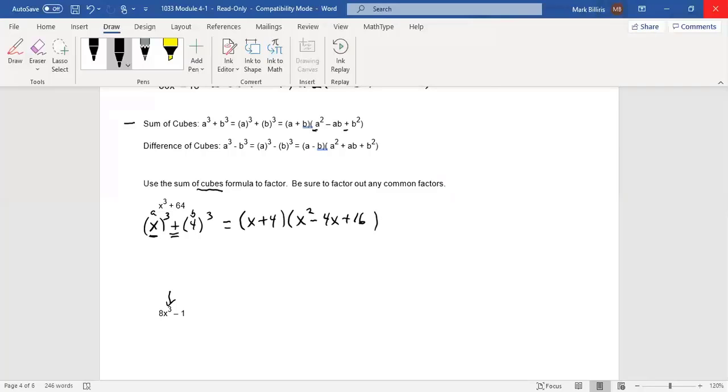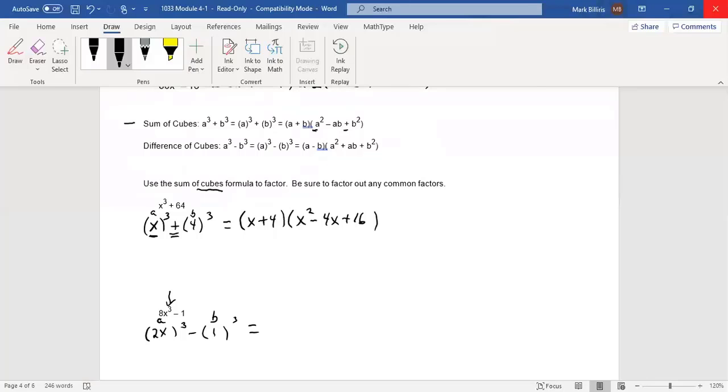So the first step is to decide what times itself 3 times gives us each one of our terms. So I know to get an 8, that's 2 times 2 times 2. And of course, to get an x cubed, it's x times x times x. So that would be our a. To get a 1, it's 1 cubed, because 1 times 1 times 1 gives us 1. And we're going to call that b. So let's follow the formula.